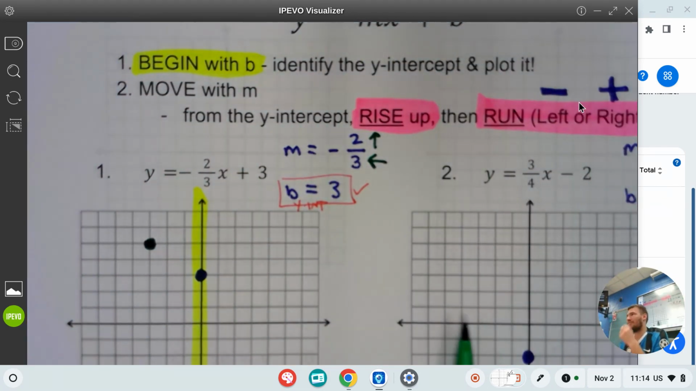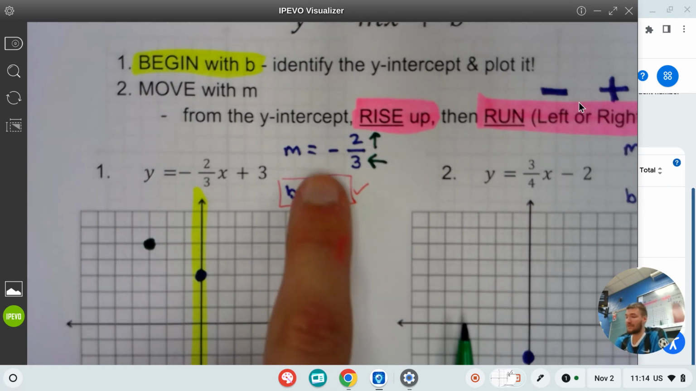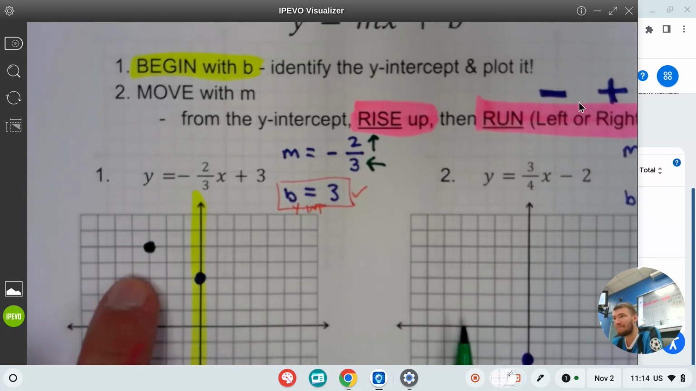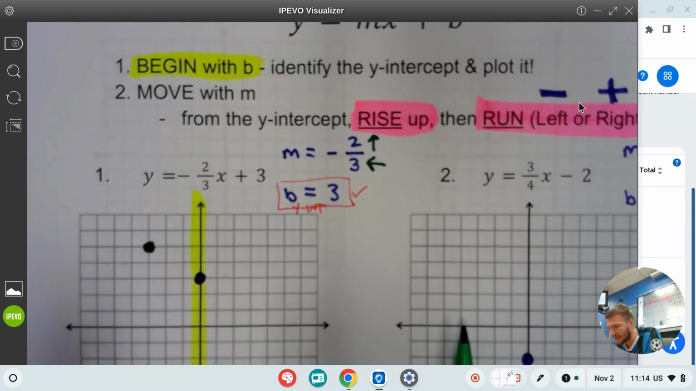Now, remember, right, because it was negative, we went left. Remember, don't just copy my paper. Look at your own graph and count to 2 and then count to 3. Like, we're talking about literally just counting to 3. Now, we got 1 point.